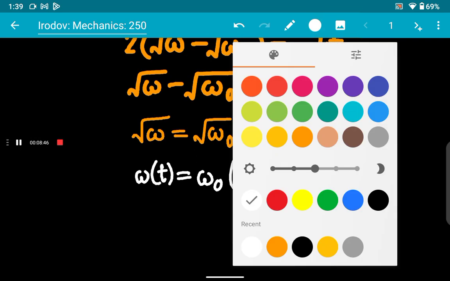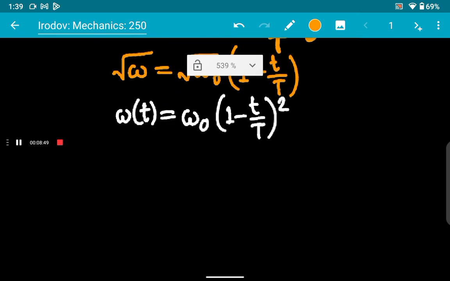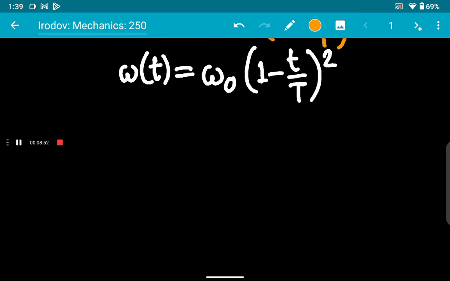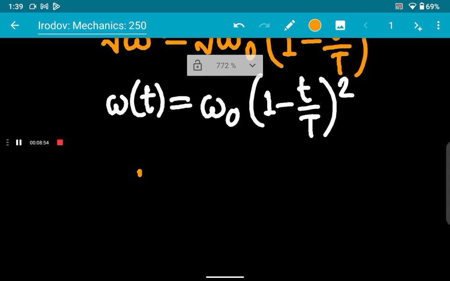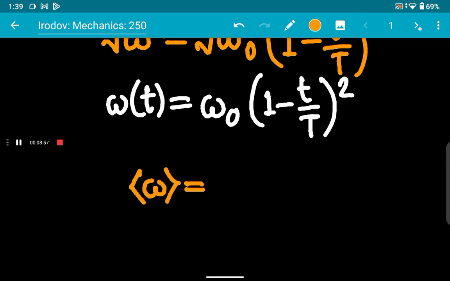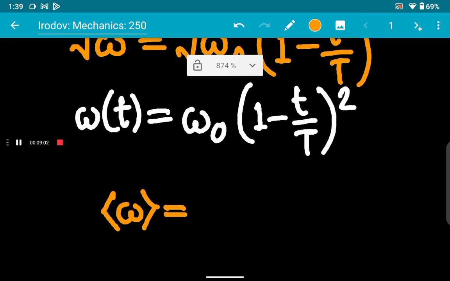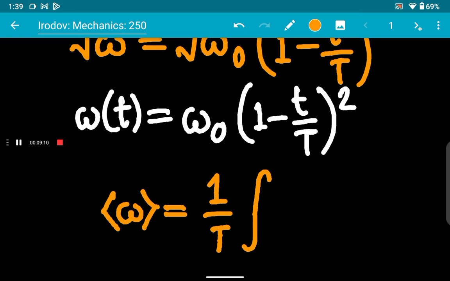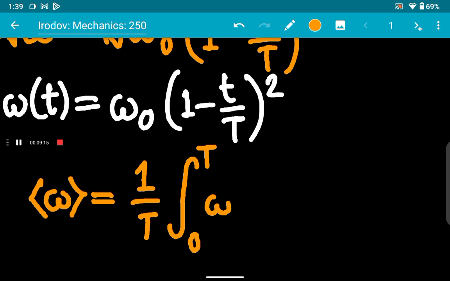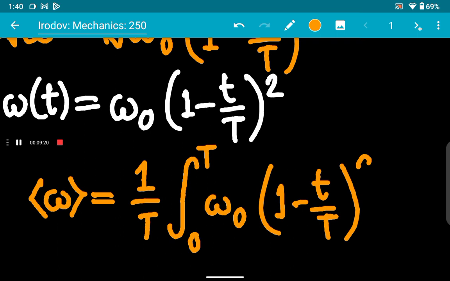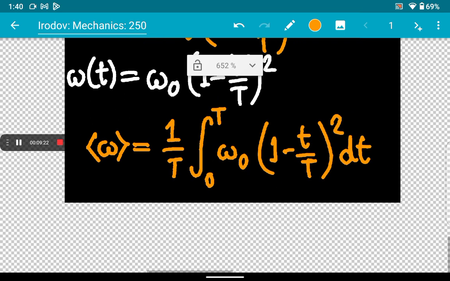And now we just calculate the average value with the formula I told you a little before in the video. That is nothing but, I mean, I am not writing the formula anymore. You can check it out from there. So anyway, here will be 1 by T multiplied by the integral of 0 to capital T omega naught, 1 minus t by T whole square dt.